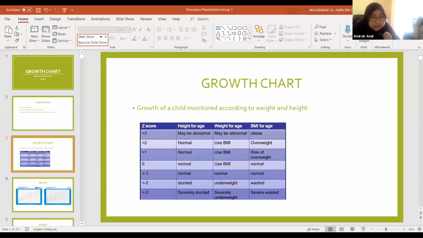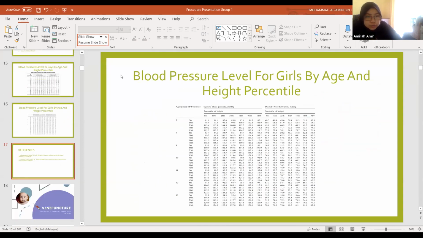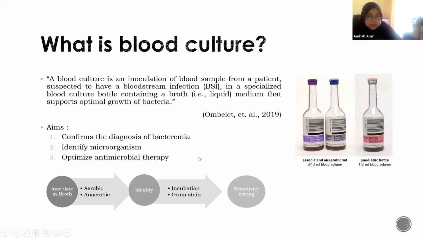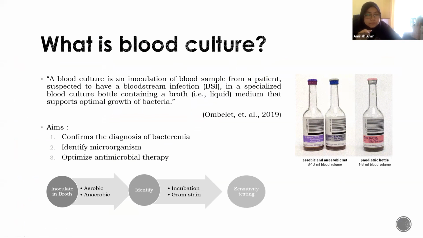So if you can see the diagram just now, there are 2 bottles, which are the aerobic bottle and the anaerobic bottle for adult, requiring 8 to 10 mils per bottle, and then for pediatric it will be the pink cap.